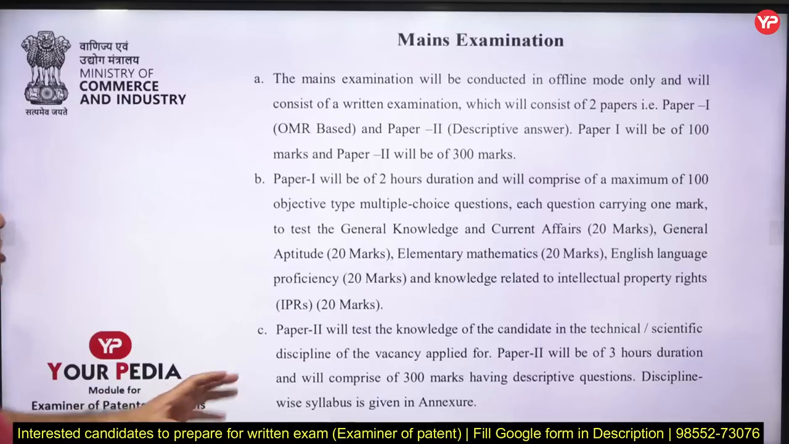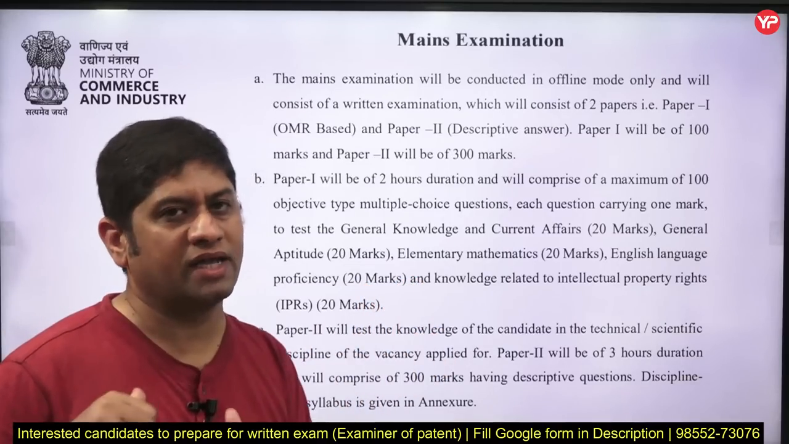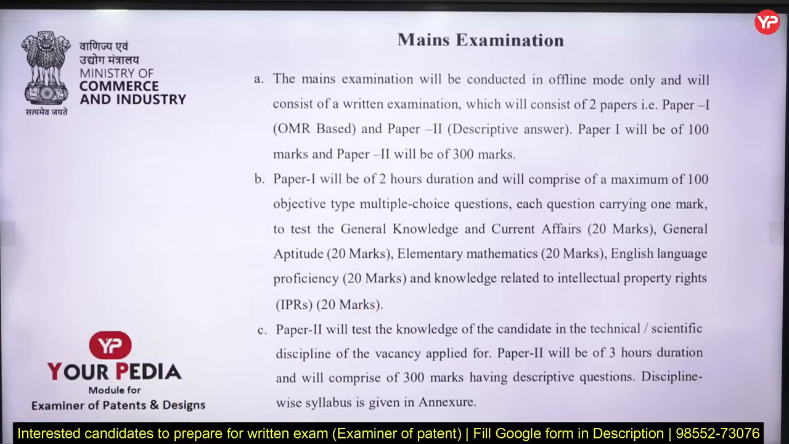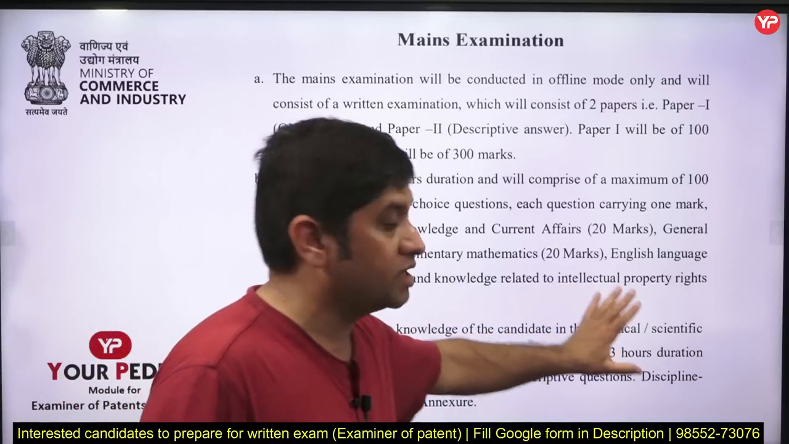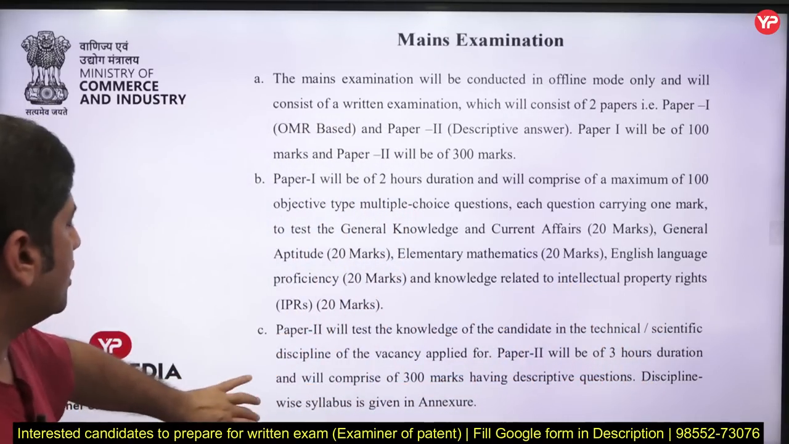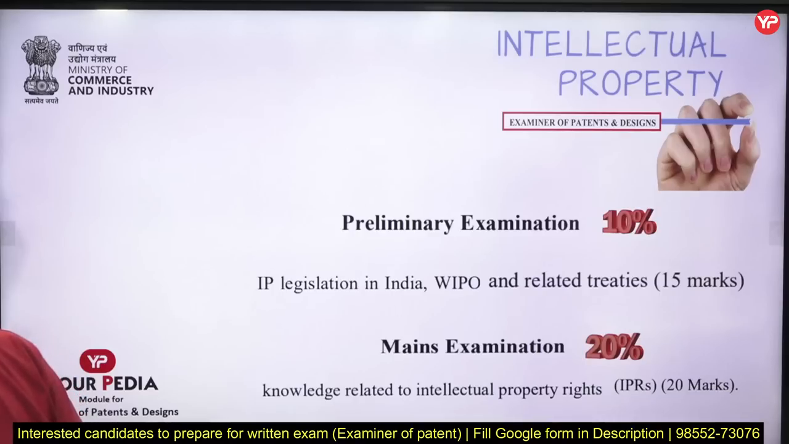In mains also there are two papers. Paper 1 is objective, paper 2 is subjective, a descriptive paper. In Paper 1, out of 100 questions, 20 questions are in my ambit. That means 20% of the paper is my ambit, and they are testing knowledge related to intellectual property rights, which is what we are going to discuss. In a nutshell, my topics are 10% coverage in the preliminary and 20% coverage in mains.